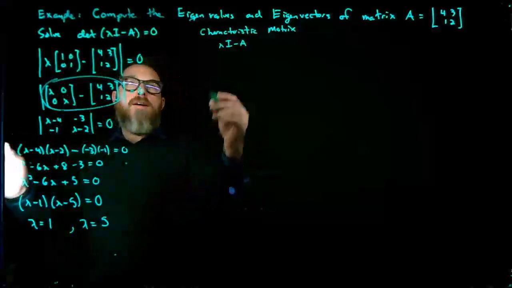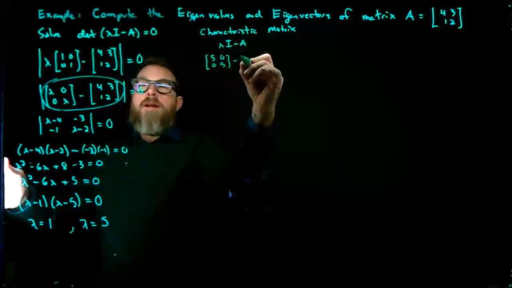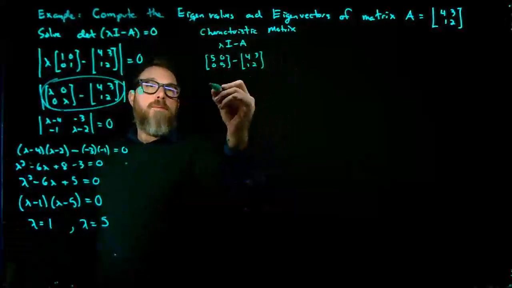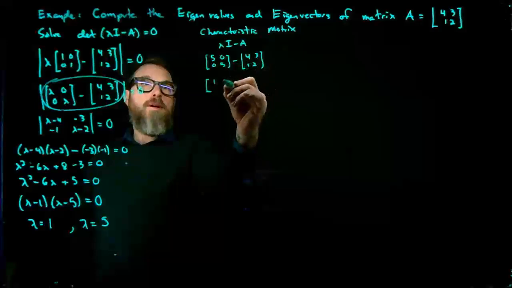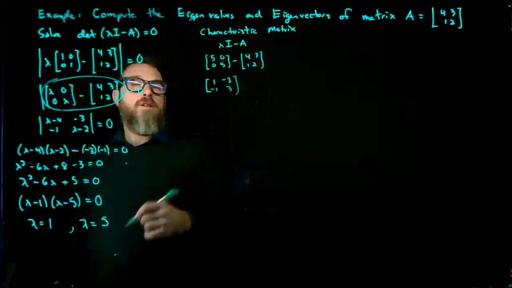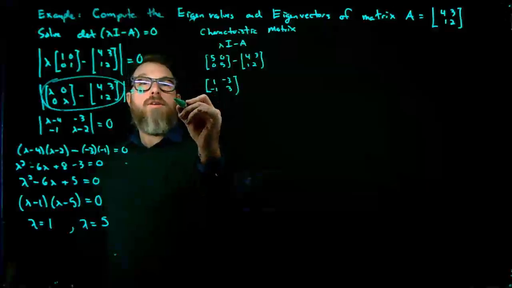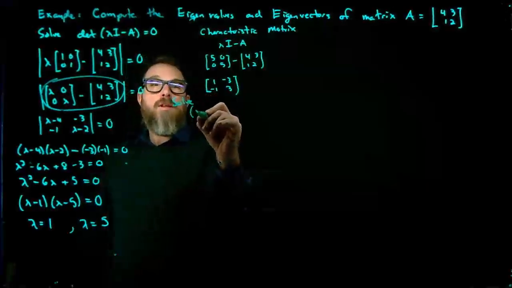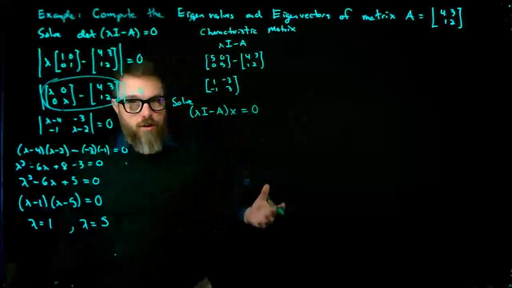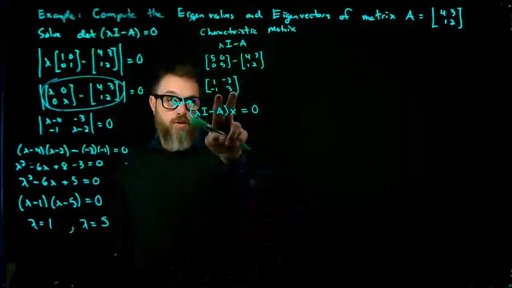So if I plug in 5 into those things, you're going to have 5, 0, 0, 5 minus the original A matrix, which is 4, 3, 1, 2. So 5 minus 4 is going to be 1, 0 minus 3, 0 minus 1, 5 minus 2, and this is going to be that matrix. So really what I have to do is find the null space of this matrix, because I have to solve when does lambda I minus A times x is equal to 0. I'm trying to solve that, which essentially is this characteristic matrix right here.